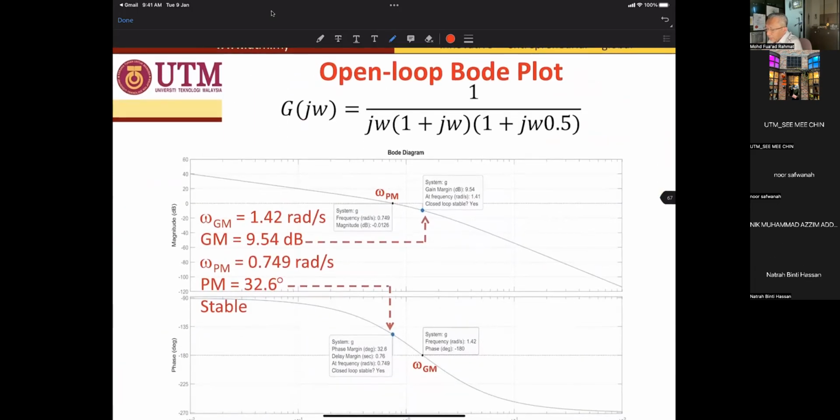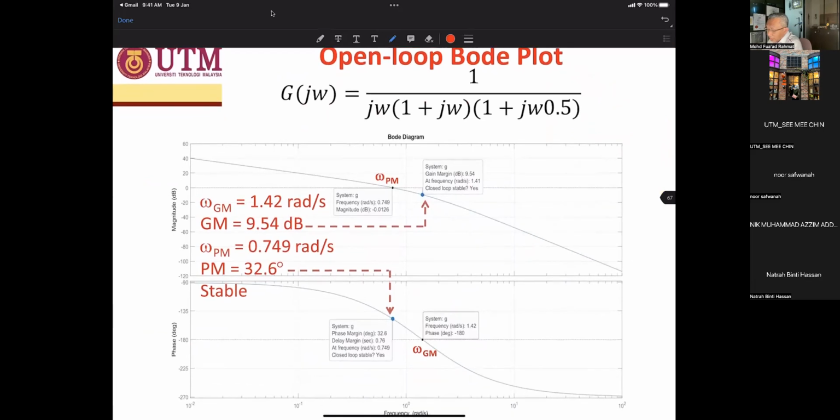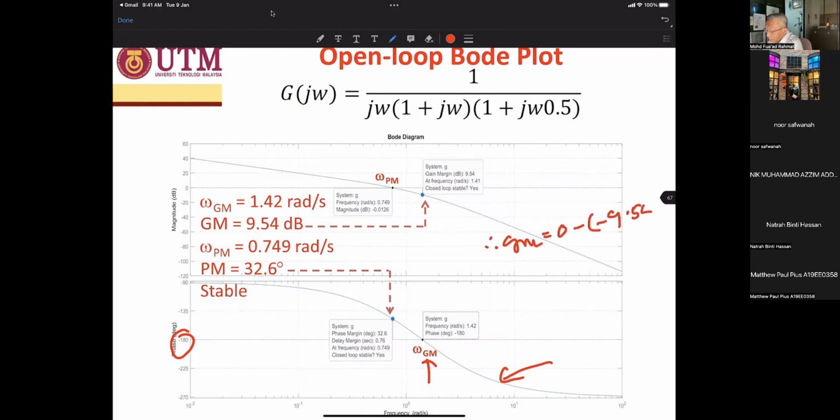So the plot is given, you don't have to plot, okay? From the plot, we find the frequency ω GM, where the phase cuts at minus 180 degrees, which is here. Then go up at 1.42 radian per second. So the magnitude value is minus 9.54 decibel. Therefore the gain margin is 0 minus minus 9.54, which is positive 9.54 decibels for the gain margin.